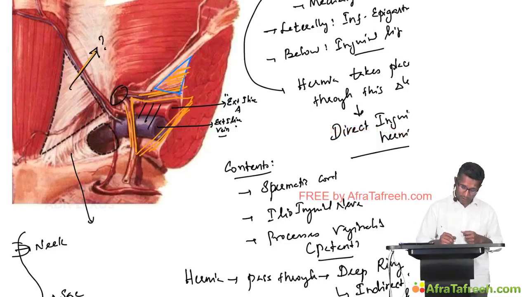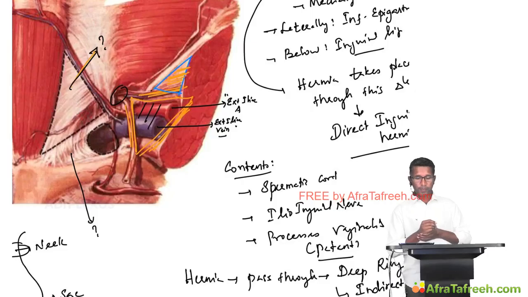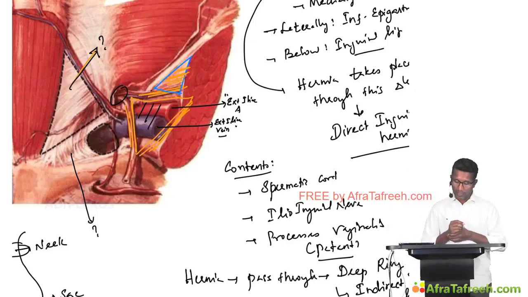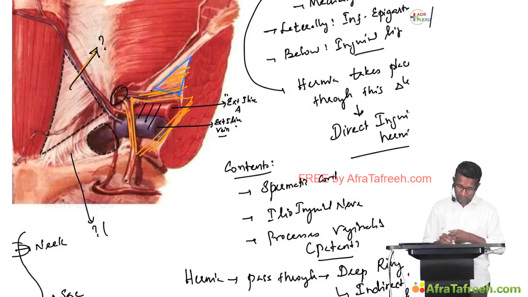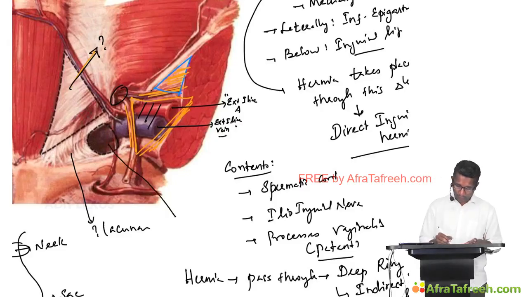Sorry guys, what is this ligament called? This is called the lacunar ligament. Excellent, Hari. It is called the lacunar ligament. And just lateral to the lacunar ligament, I am putting one more arrow.